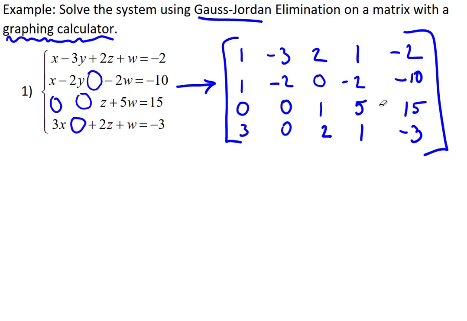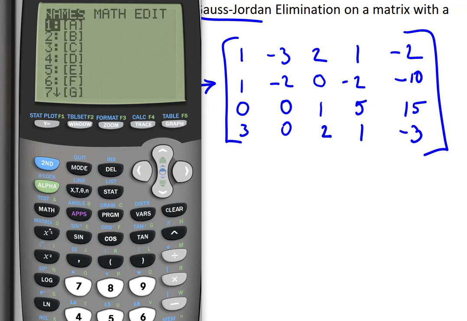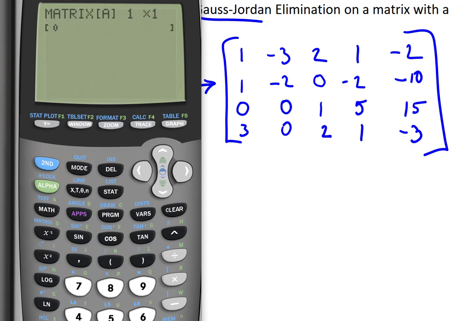Alright, now once we have a matrix from our system, we want to put it in the graphing calculator to utilize its power with Gauss-Jordan elimination. We'll turn on our graphing calculator and then recall that to put a matrix in it, we can hit the second key and then the button that says matrix right above it. And we want to edit one matrix to be the one we've just written here. So I'll just pick matrix A. It doesn't really matter which one we use.